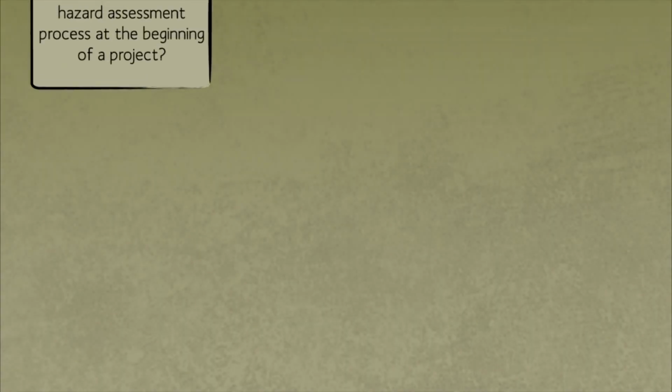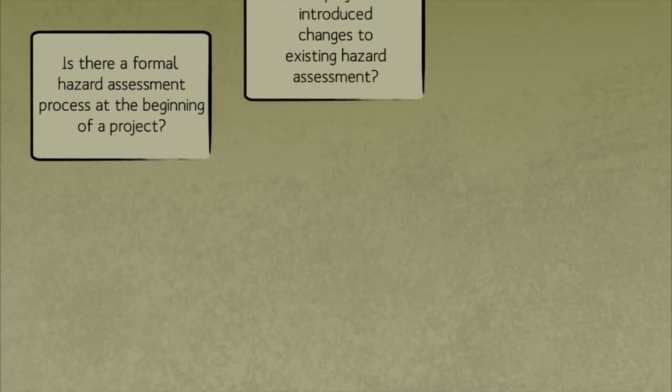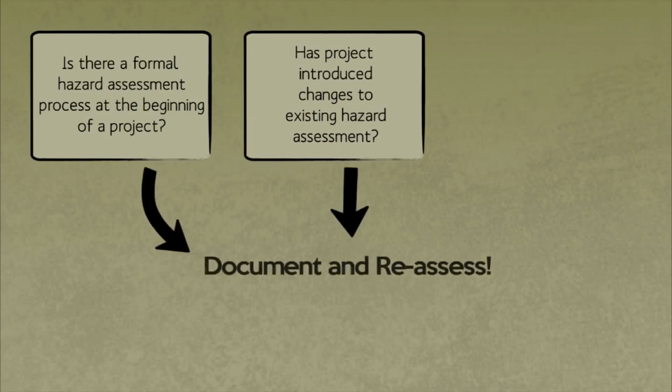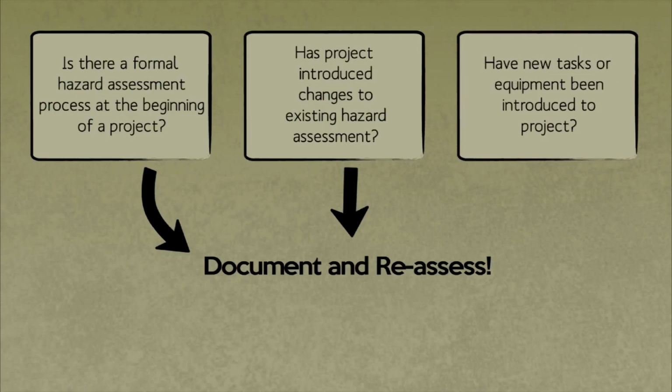Finally, for some companies to close the loop on this system, ensure there is a demonstrated and proven process for formal hazard assessment to be completed at the beginning of a project. If a specific project will introduce changes to your existing hazard assessment, you will need to document your reassessment process to ensure hazards remain controlled. Also, if new tasks are introduced or if new equipment is used, you need to ensure that the associated hazards are identified and their risks assessed. And was this documented in some way? So, that's formal hazard assessment.